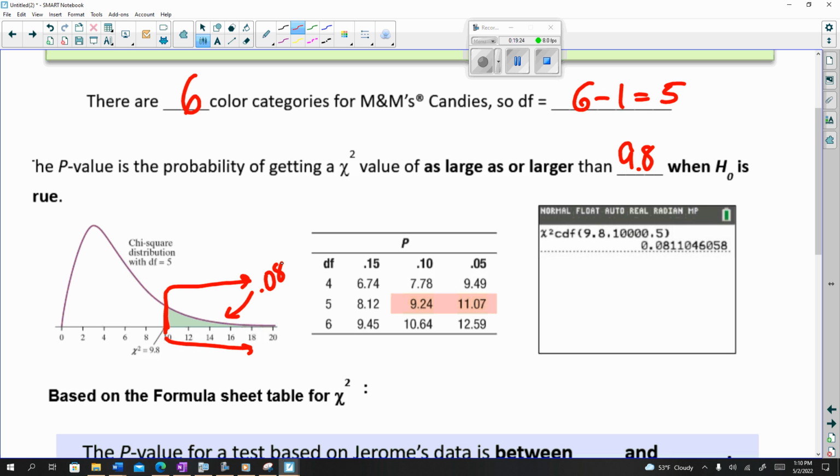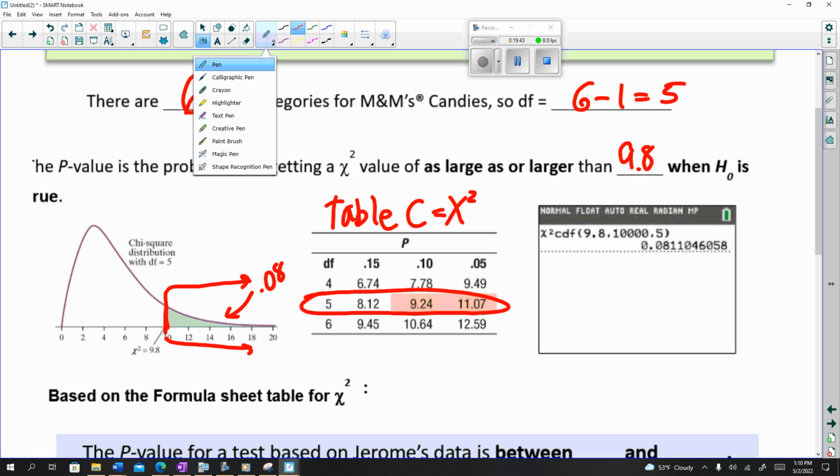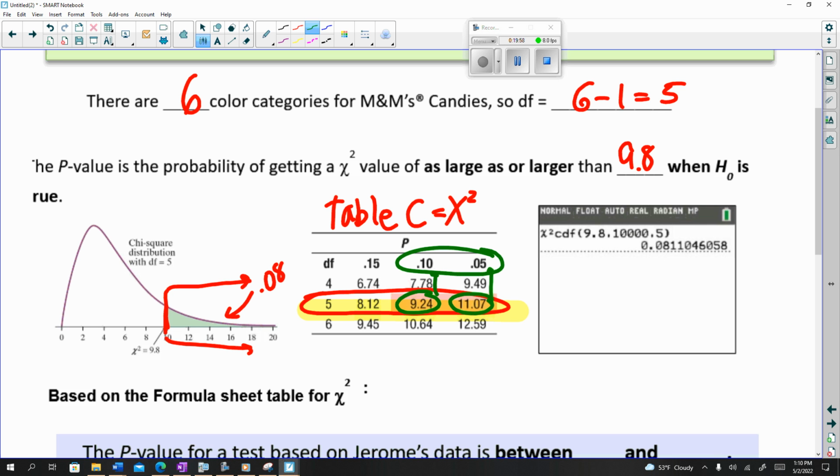They're showing you the table method. I don't really like the table method as much, but you could do it. You would look at the degrees of freedom of 5. This is a different table, by the way. This is called table C, the chi-squared table, and you would look across at DF 5, which I showed you how to get just now. And you would look for your chi-squared test statistic value, which was 9.8. 9.8 is located between 9.24 and 11.07. So if you look up to the p-value, that would correspond to something between 0.05 and 0.10. And that's what we got when we did our p-value. We got 0.08, which is between 0.05 and 0.10.